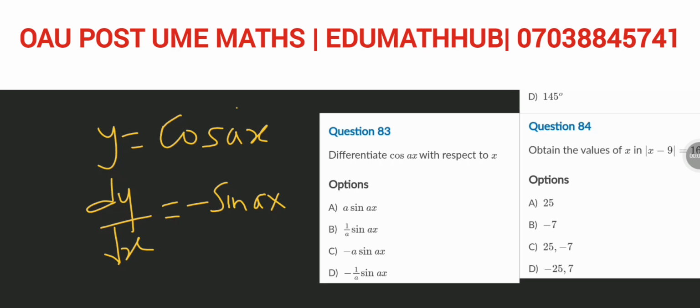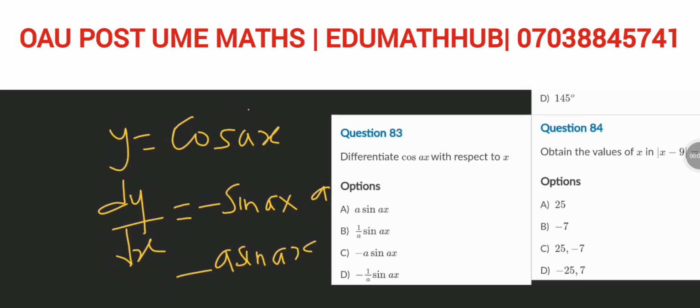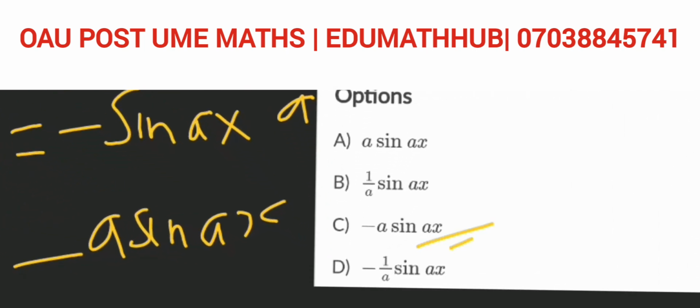Minus sine AX. Then this is a function of a function, so if you differentiate AX itself, you're going to get A. So just put A in front of it here. Then you just multiply everything together. So this A will multiply the minus that is here. That will give you minus A. Then you have sine AX. So that will give you minus A sine AX as the answer. Then go and check it out. This is the answer here.